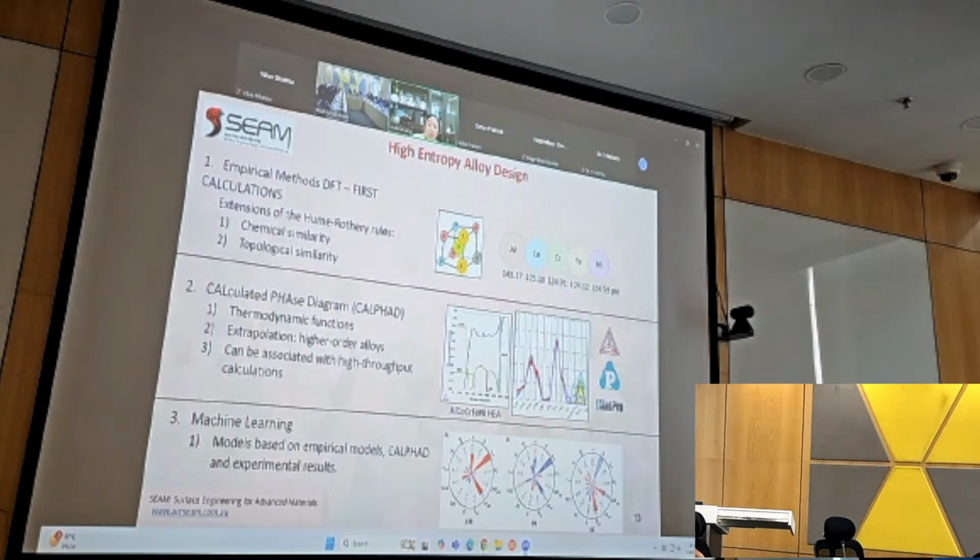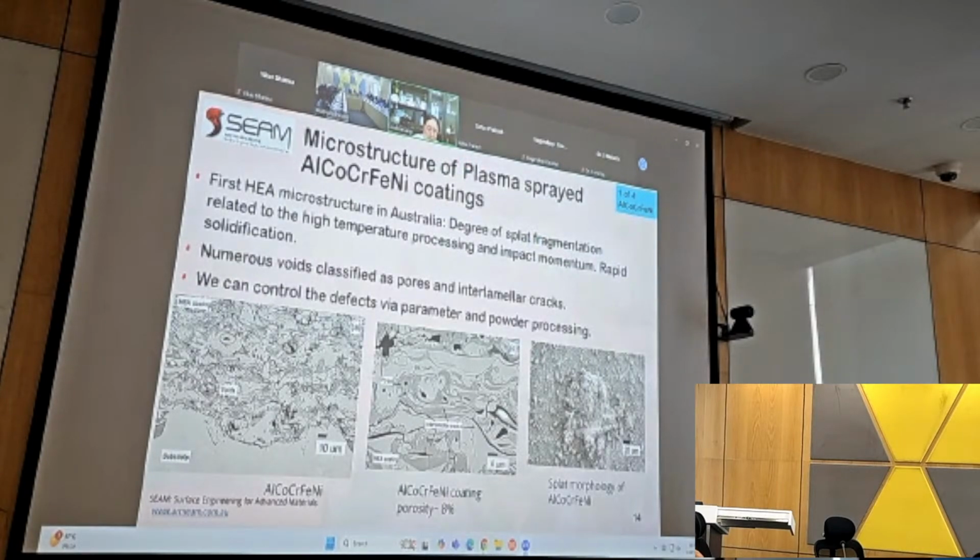So our first journey to HEA was through Professor Murthy, as I mentioned. He and another colleague of his, Professor Ravi, came down with powder that we were then able to create a coating with. So here we present to you one of the very first HEA thermal spray coatings that was created. Definitely first in Australia, I'm not sure about India, but what we were able to do is prove that you can actually take HEA and create it as a coating and functionalize it as a coating.